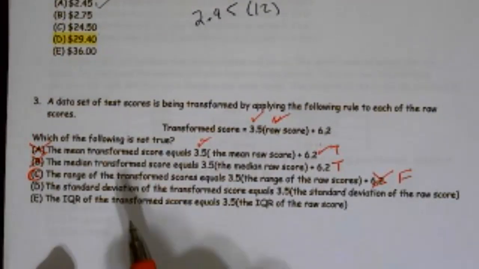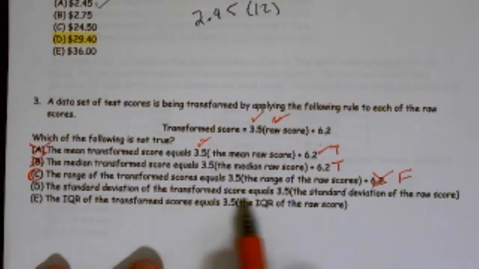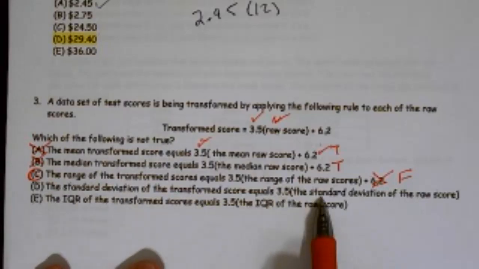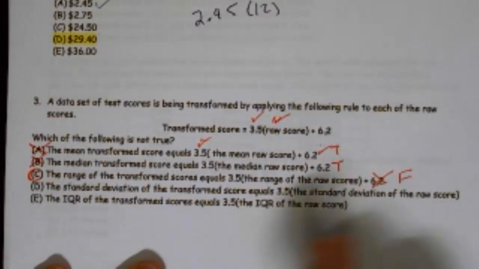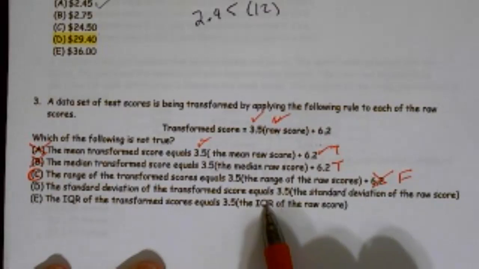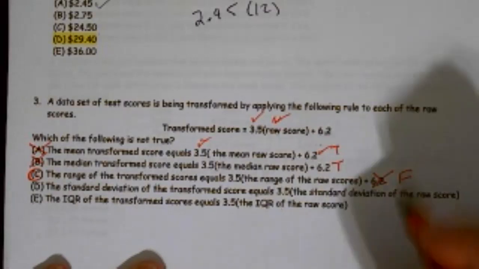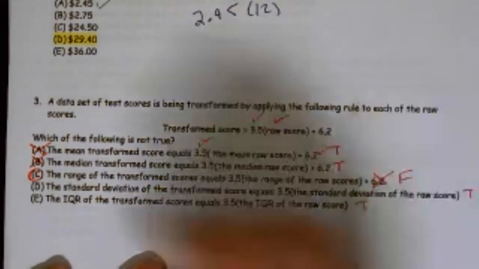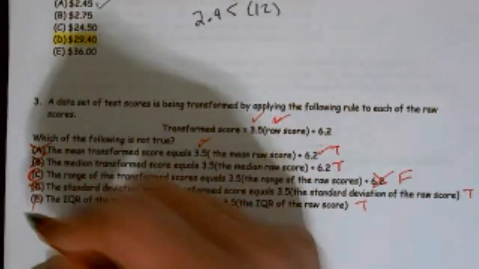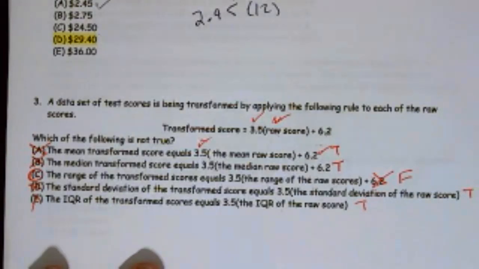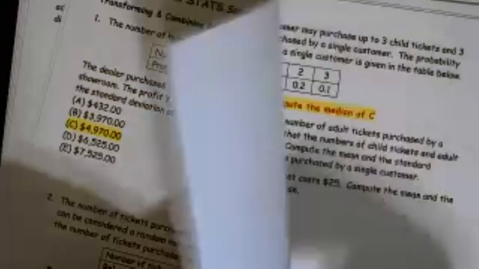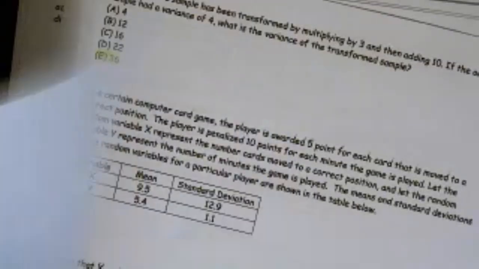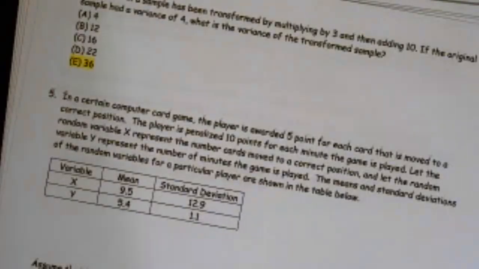Let's go ahead and look at the last couple. The standard deviation of the transform score is 3.5 times. Yeah, that's exactly what we needed. The 6.2 had to go away, so this is right. And this is also correct because IQR is also a measure of spread. So these two were also true because you can multiply by a constant, but you can't add the constant to measures of spread. All right, continuing on. So that takes care of us on the transforming. But I guess we have one more on transforming.